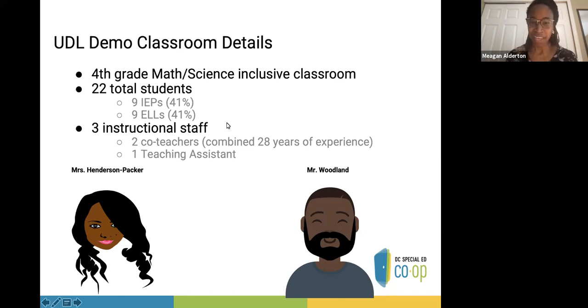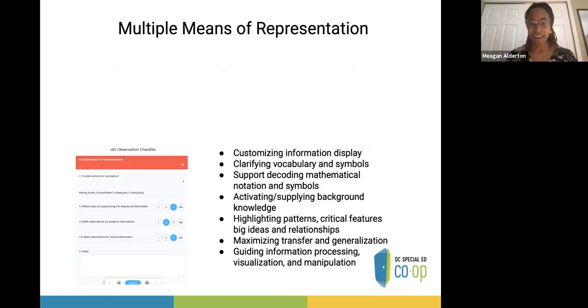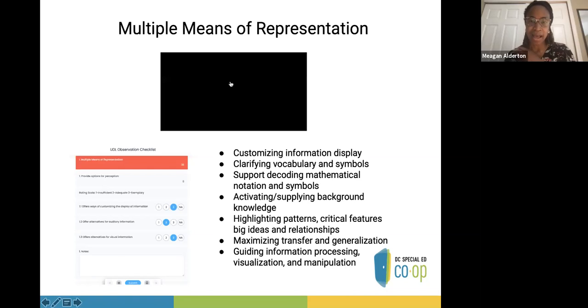So excellent. All right, so I'm going to share here, we're going to start with some video. This first set is looking at multiple means of representation and how it was done in the virtual environment. So I'm going to press play. When we finish a video, we can talk a bit about what we saw and how we're seeing the principles implemented.